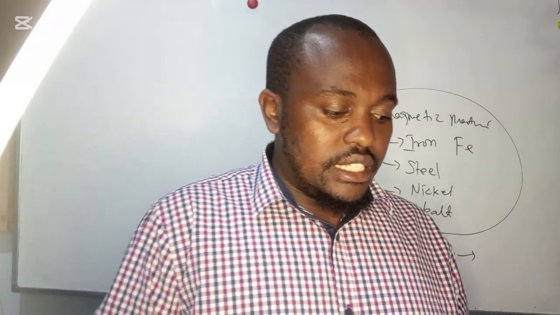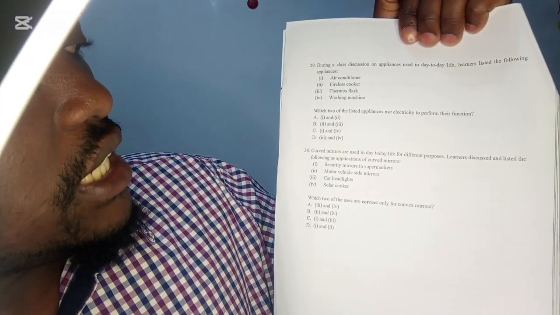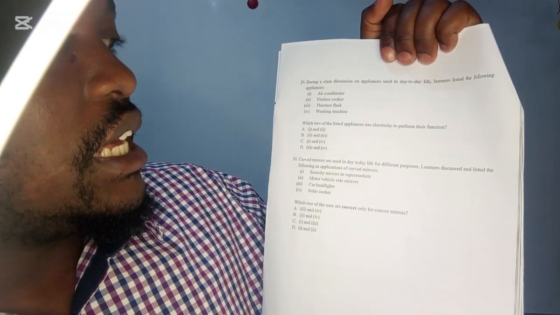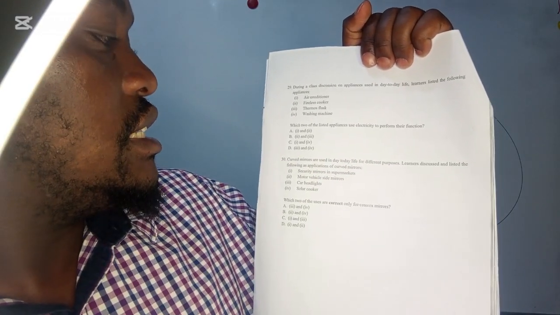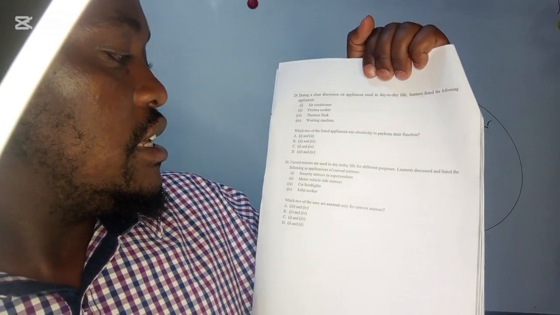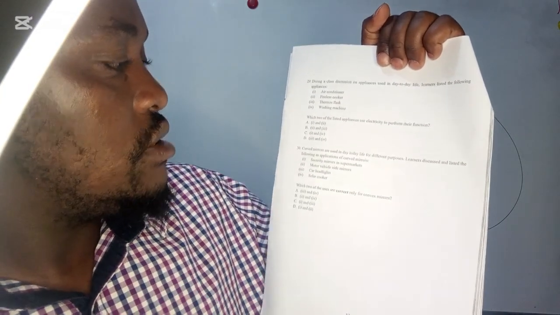Question 30. Curved mirrors are used in day-to-day life for different purposes. Learners discussed and listed the following as appliances of curved mirrors. So Roman 1, security mirrors in supermarkets, motor vehicle side mirrors, car headlights, solar cooker.